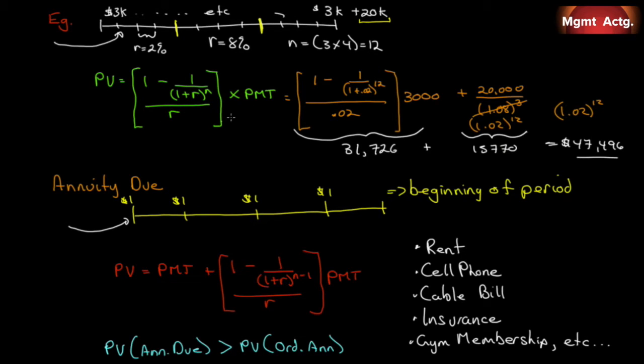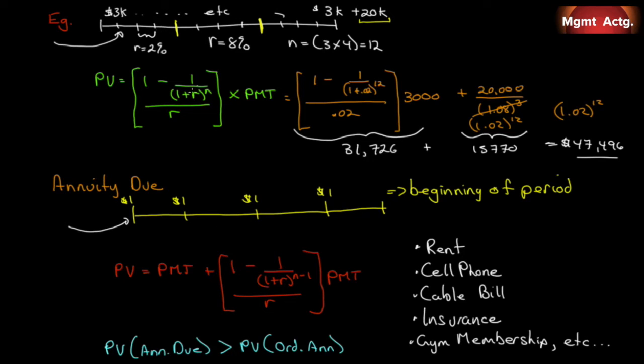So look at the formula we have here. Look how we would modify it. It would be the payment. Notice I just put a payment out here. Why? Because the first payment is never discounted. So the present value equals the payment plus everything else we would just calculate as an ordinary annuity.